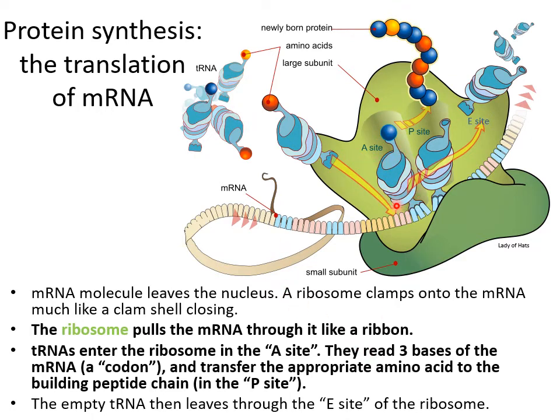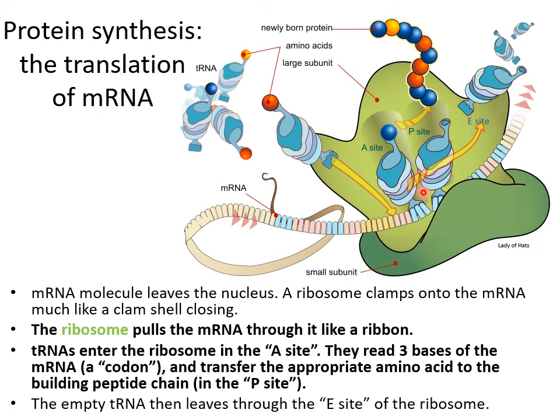So if this tRNA can interact and bind to this codon down here, what will happen is it will transfer its amino acid to the growing peptide and then shift to the P site. In the P site, the tRNA is empty. It no longer has its amino acid, and it will then exit through the E site as an empty tRNA that needs to be reloaded with an amino acid.